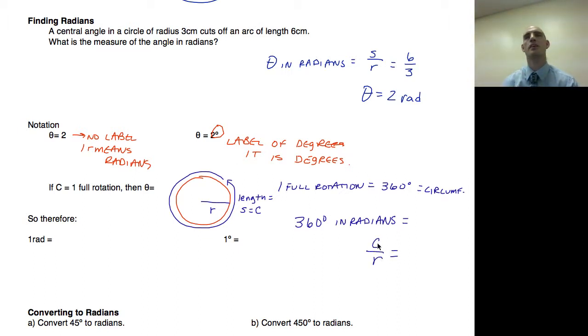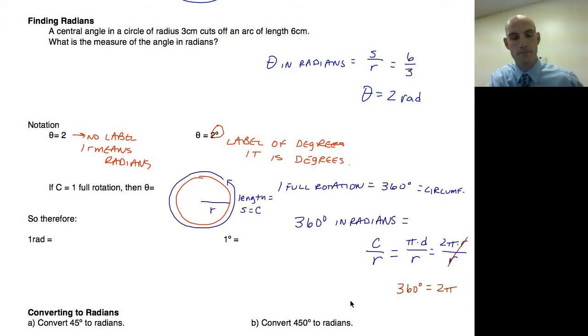If we look at this algebraically, how do we calculate the circumference? Well, circumference is pi times diameter, but also it's equal to 2 times pi times radius. Think about that. The diameter is 2 times the radius. Well, if we do a little bit of algebra, look at what happens. 360 degrees, or all the way around the circle, is equal to 2 pi.